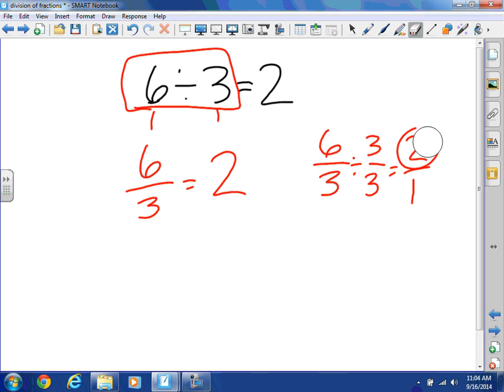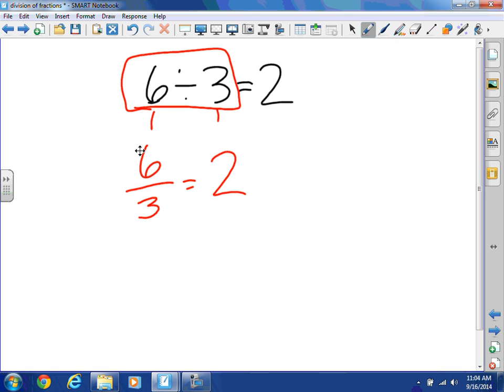Now, in looking at my division problem, in looking at this format, let's say that I don't want the denominator here. I want to get rid of it. Now, I just learned that if I multiply a whole number by its reciprocal, the number is going to be 1. So I'm going to take my denominator and multiply it by 1/3.